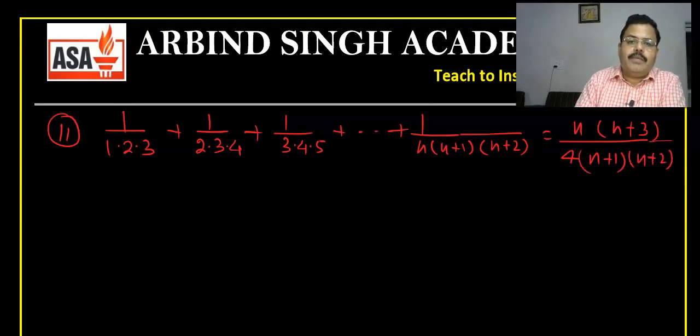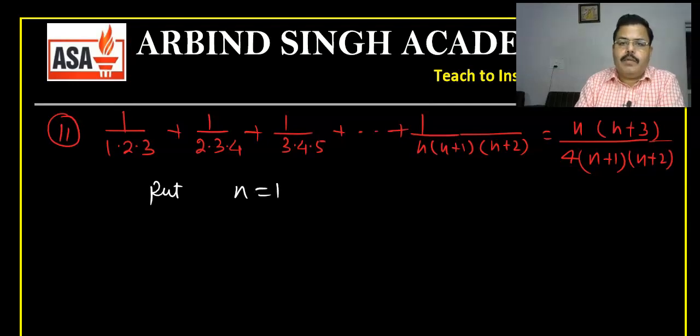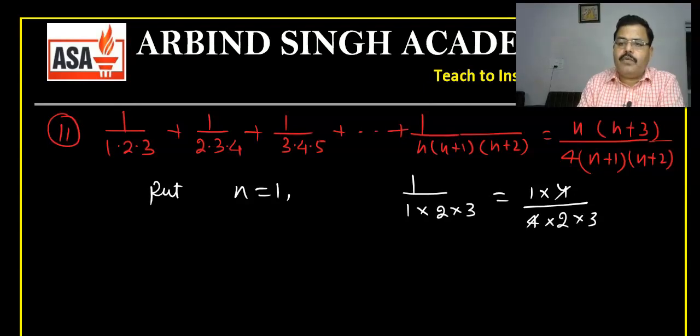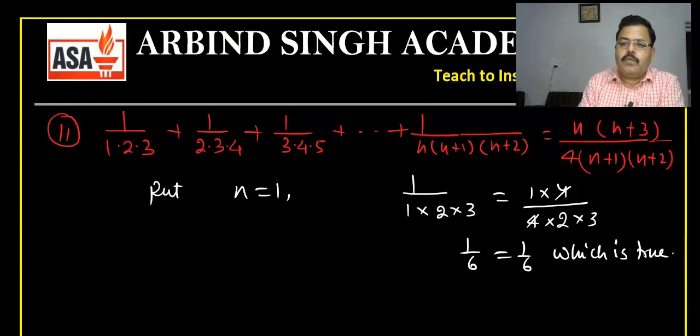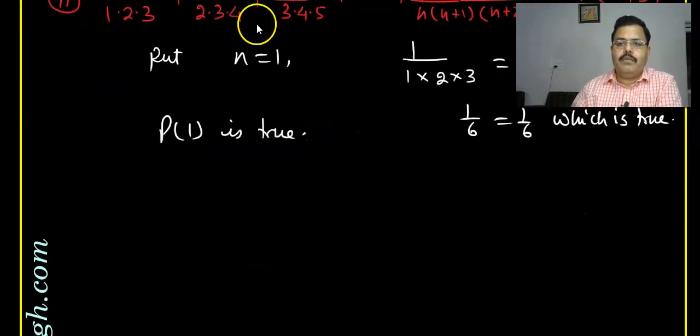So in a similar way, we can put n is equal to 1. If I put n is equal to 1, then this will be 1 into 1 plus 1, 2 into 3, that will be 1 into 4 upon 4, and 1 plus 1, 2 into 3. So 4, 4 cancel, 1 by 6 and 1 by 6, which is true. So P1 is true. That is, this is true for n is equal to 1.